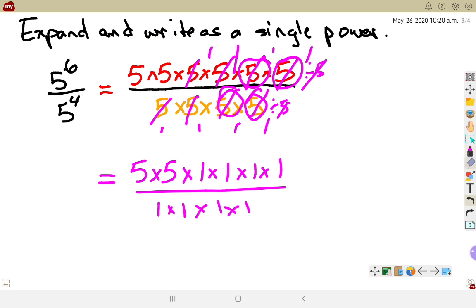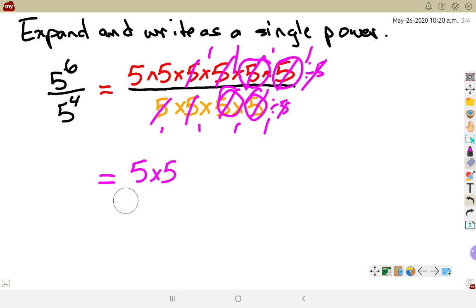Well, multiplying by 1 doesn't do anything, right? Anything multiplied by 1 is still the same thing. So up top, it's 5 times 5, and that's it. In the denominator, 1 times 1 times 1 times 1 is just 1, so I have a whole number. So I'm going to get rid of those 1s. And now I have no need for this line. And I have 5 times 5. And 5 times 5 is the same thing as 5 squared. Okay, so that gives me 25.